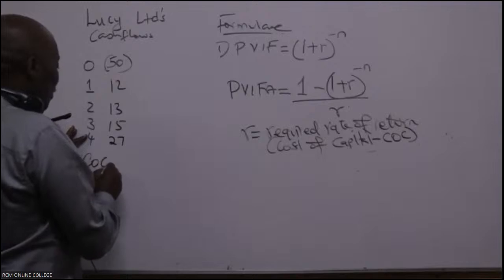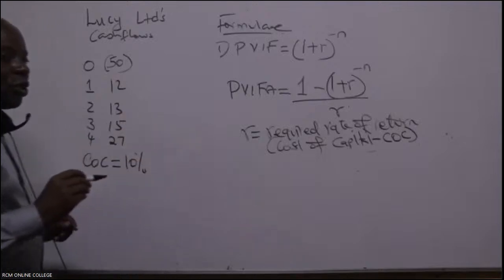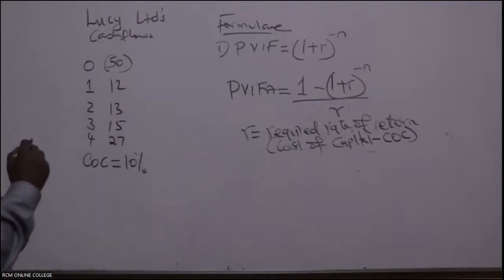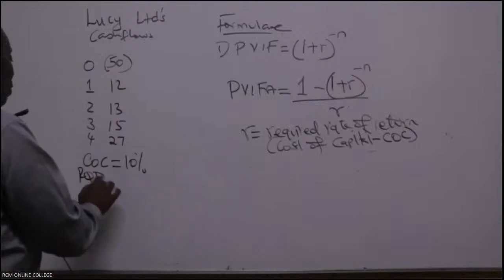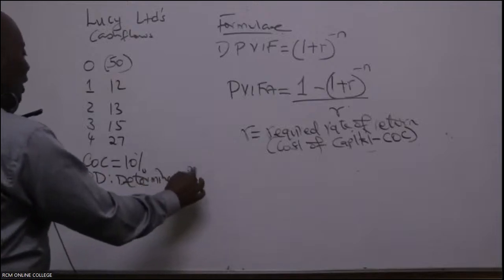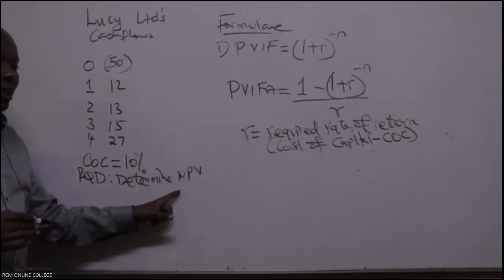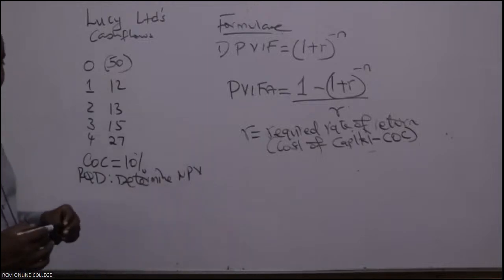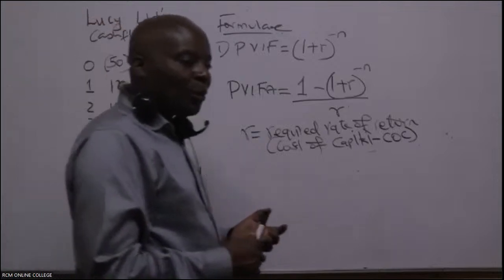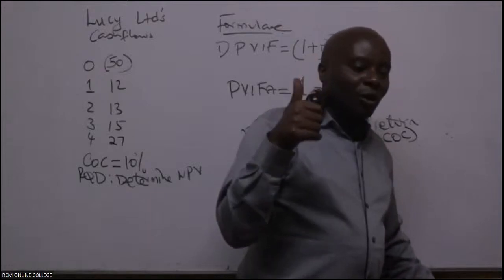And then we are given what we call COC, which is cost of capital, that is 10%. So we are required here to determine net present value. Please write this in full. This is net present value.